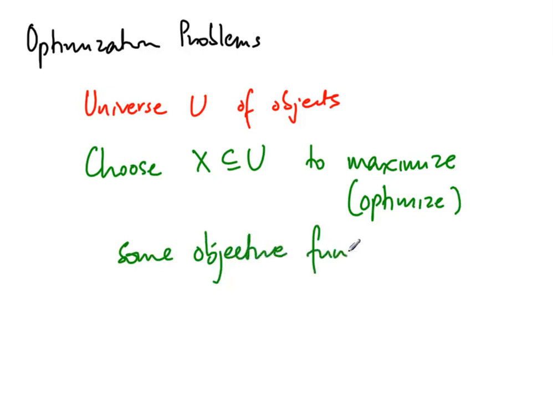So an objective function is just some kind of measure. It will be cost or distance or quantity, and so we have to choose a set which maximizes or optimizes this function according to what we are trying to achieve. So let's look at some examples.